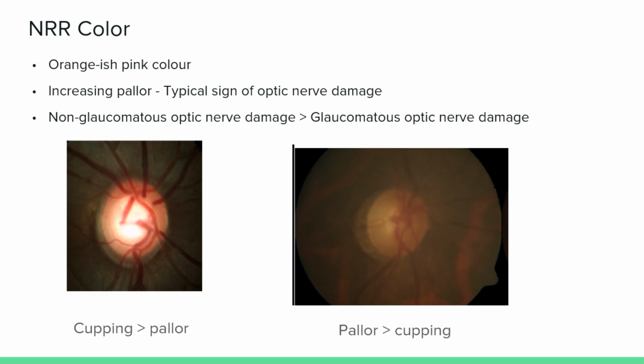Anyone want to answer, any of the fellows? Where will you have increase in cupping with pallor? Any neurological condition? AAON can. Yeah, AAON, and then anything else? Even tumors, suprasellar, intrasellar tumors.